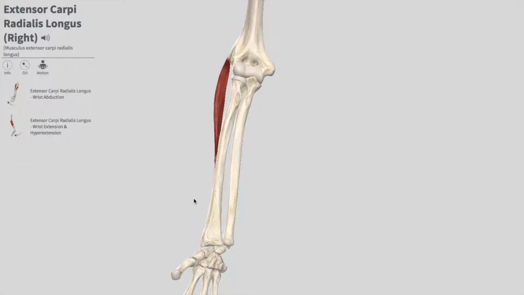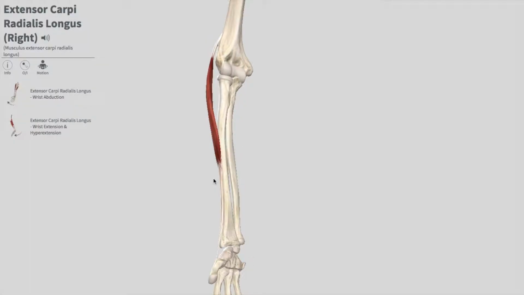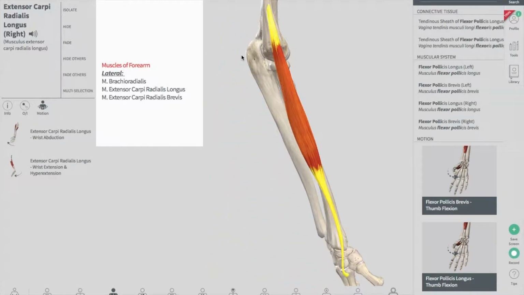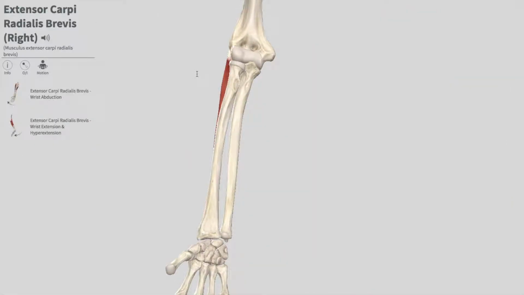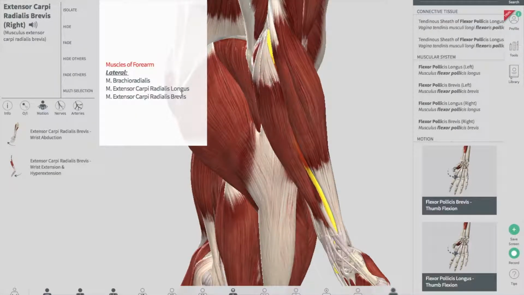This muscle is going to arise from the epicondylus lateralis of the humerus, and it's going to insert at the second metacarpal bone. And then you have the extensor carpi radialis brevis. This muscle is also going to arise from the epicondylus lateralis of the humerus and sit on the third metacarpal, so the long head sits on the second metacarpal bone, and the short head sits on the third metacarpal bone.